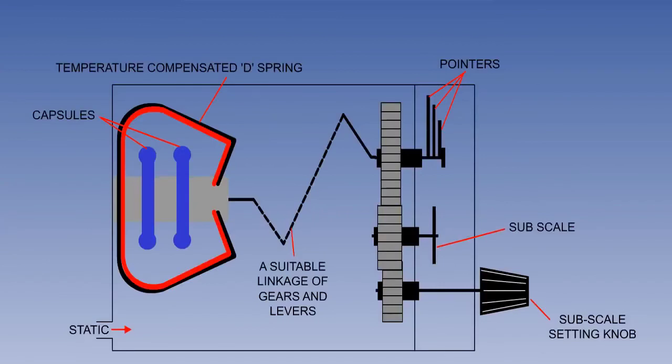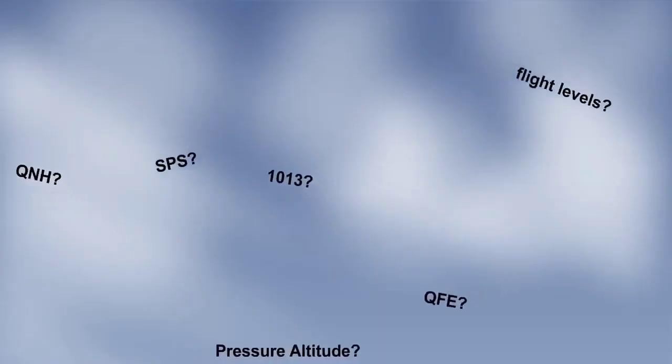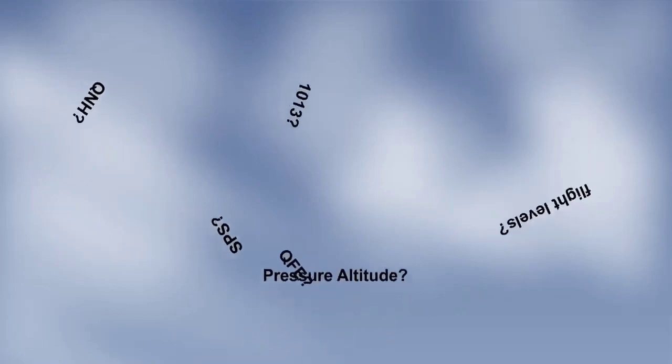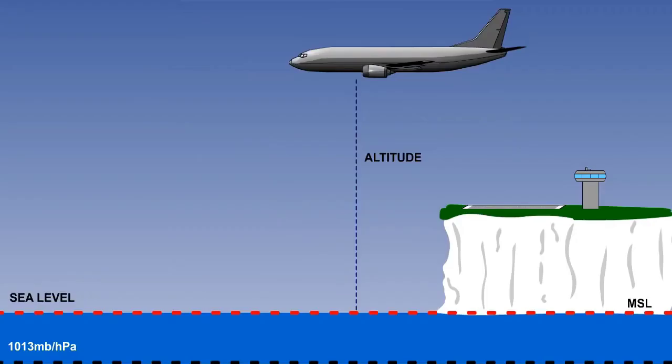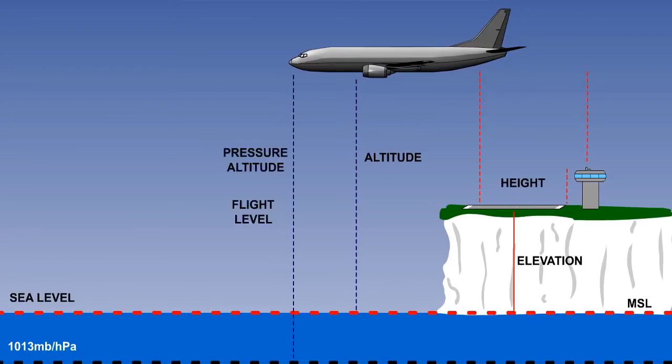Let's summarize this lesson. We said that we were going to remind ourselves of the basic principle behind the pressure altimeter, and to appreciate its limitations as a measure of vertical distance. We would also look at altimeter settings and the reasons for using one rather than another. We defined altitude, elevation, height, and flight level or pressure altitude.